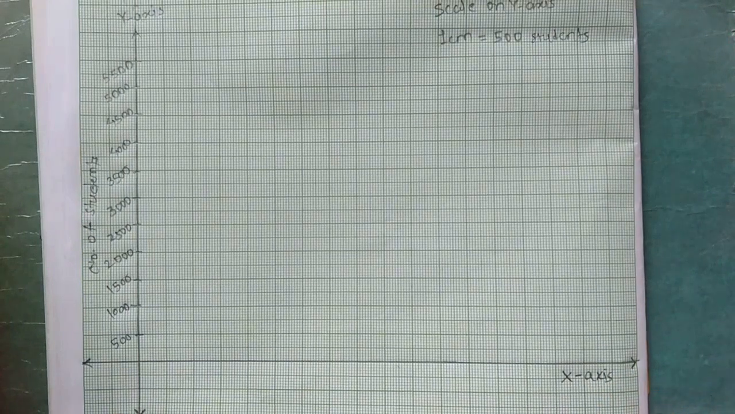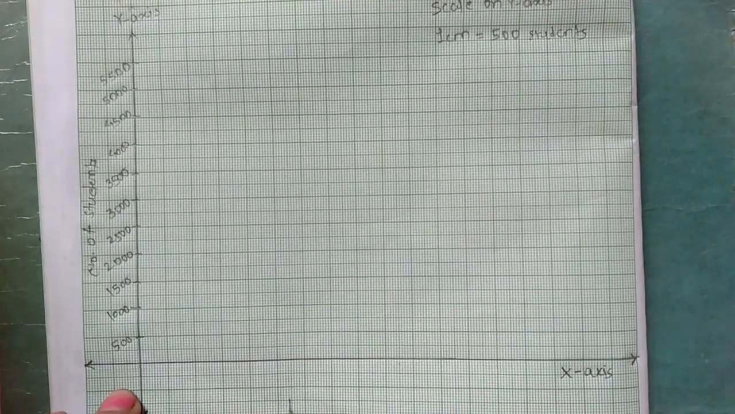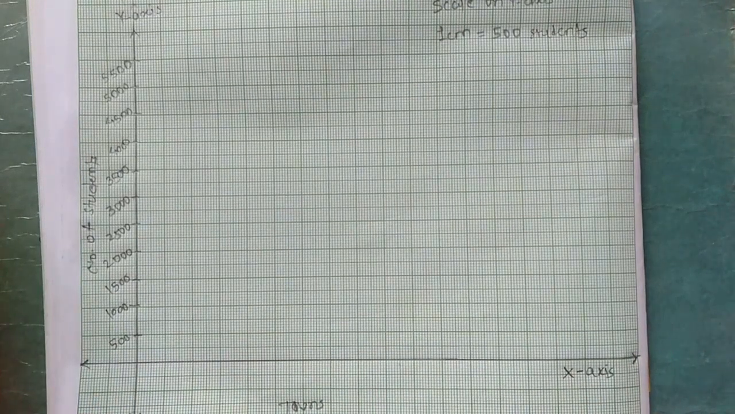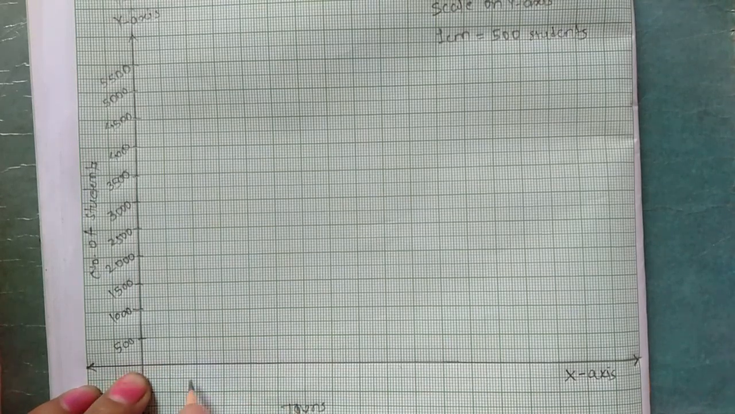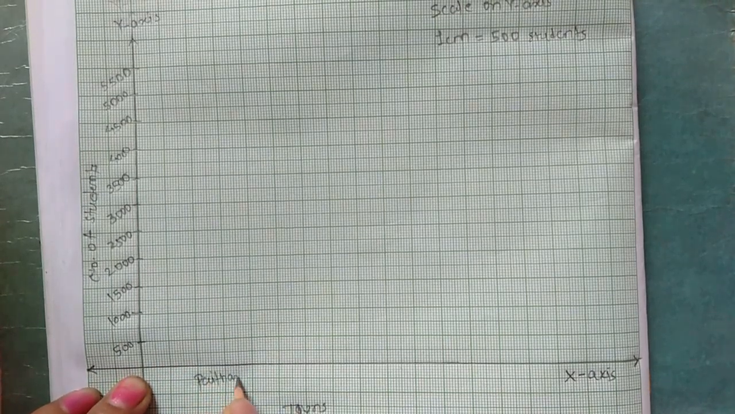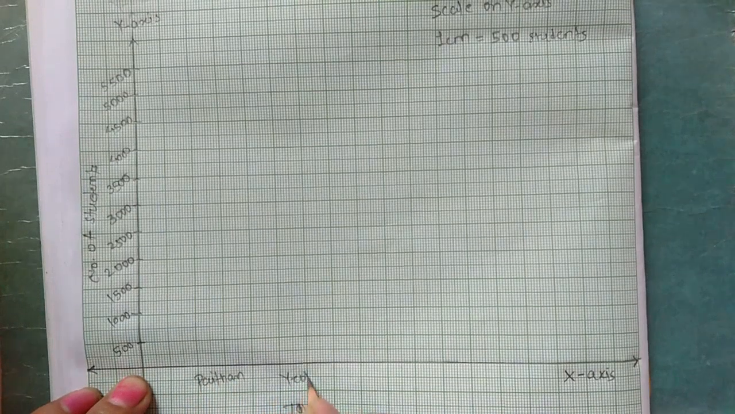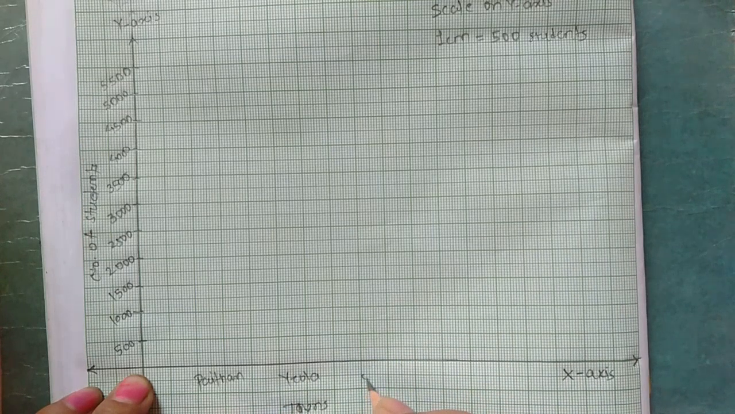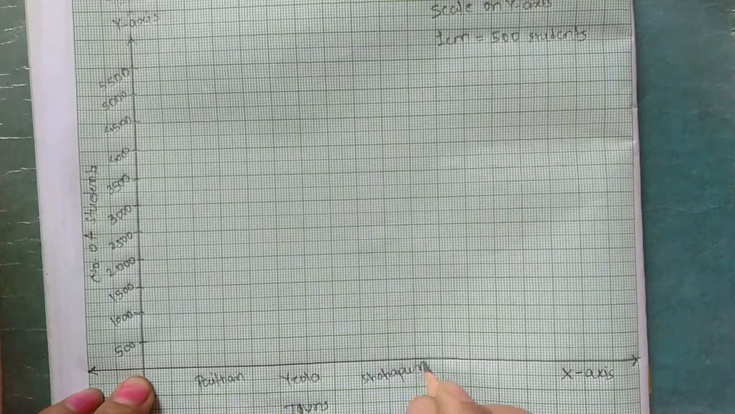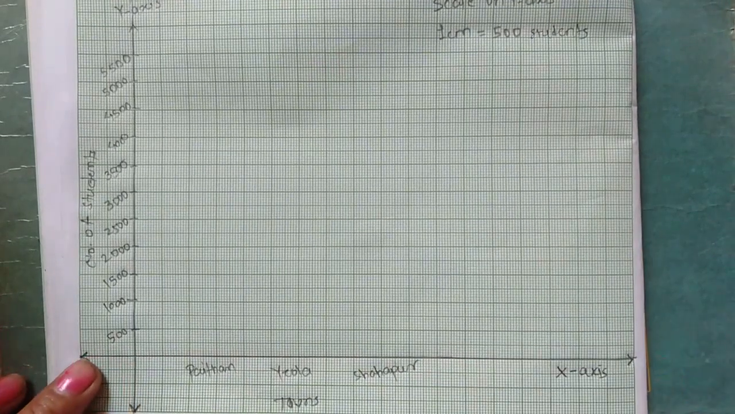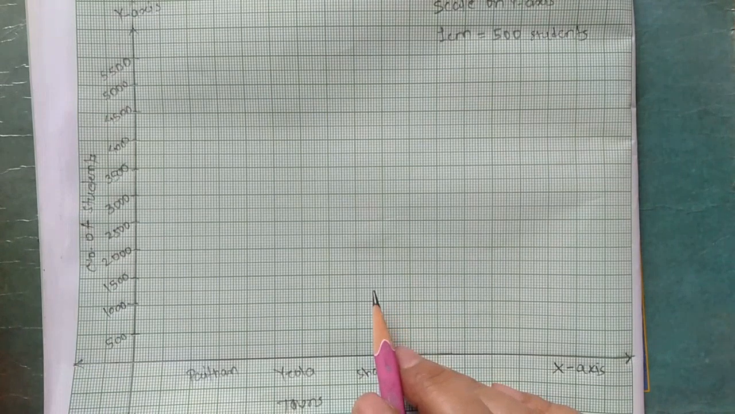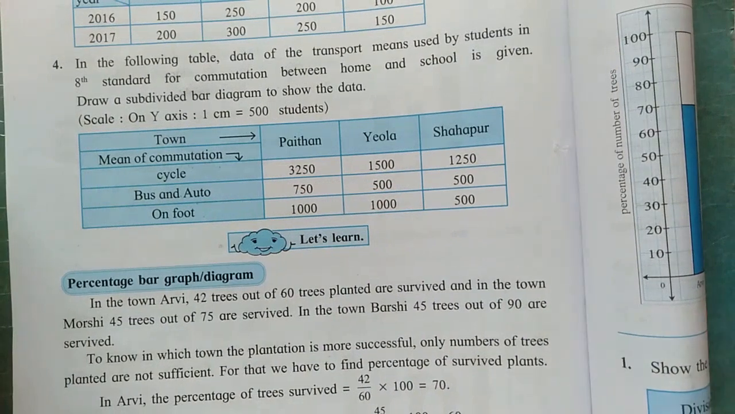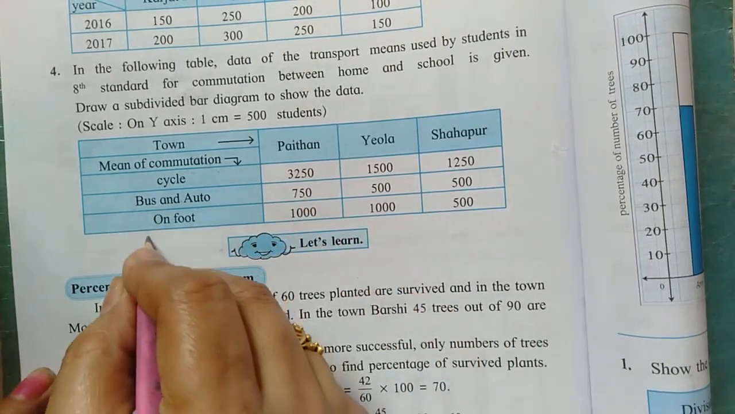Now write the data set here. These are the towns on the x-axis. So first is Paitan, second is Evla, and third is Shahapur. To draw the subdivided bar graph, we need the totals of students. So firstly calculate the total.